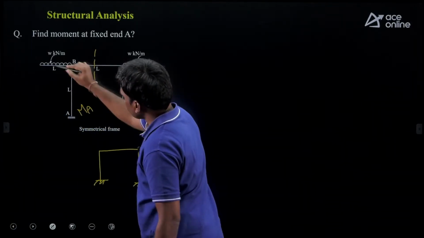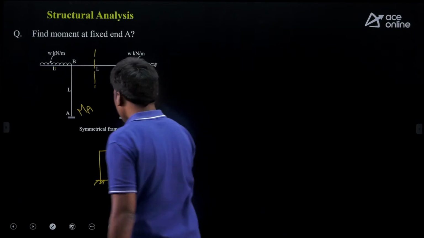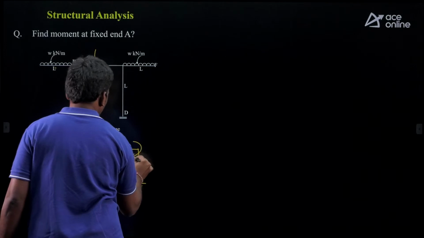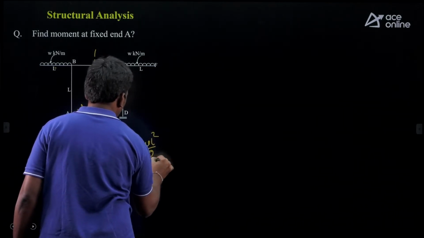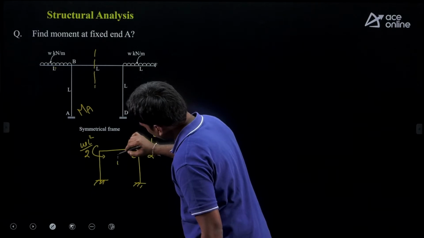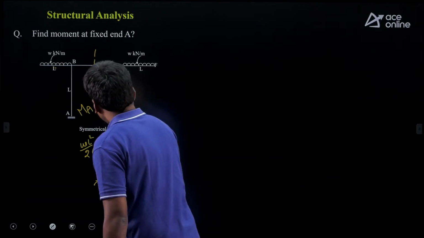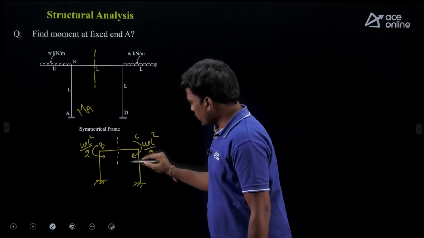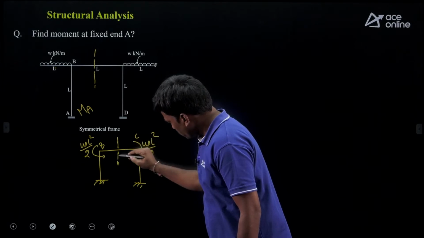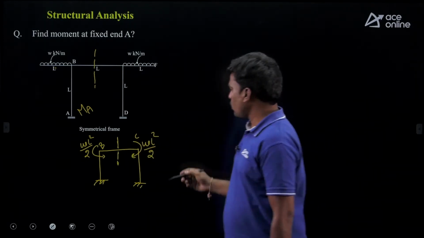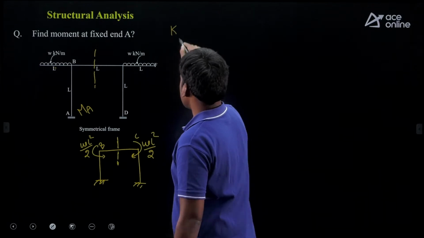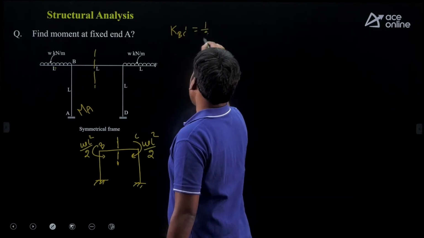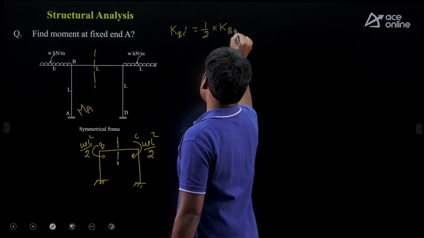what is the moment at B? W into L by 2, then this is WL square by 2, and here WL square by 2. Here this is B and for example this is C. The section is passing through the member, right? If the section is passing through a member, we consider half of the stiffness. This is the shortcut. So BC dash equals half of the stiffness of BC.